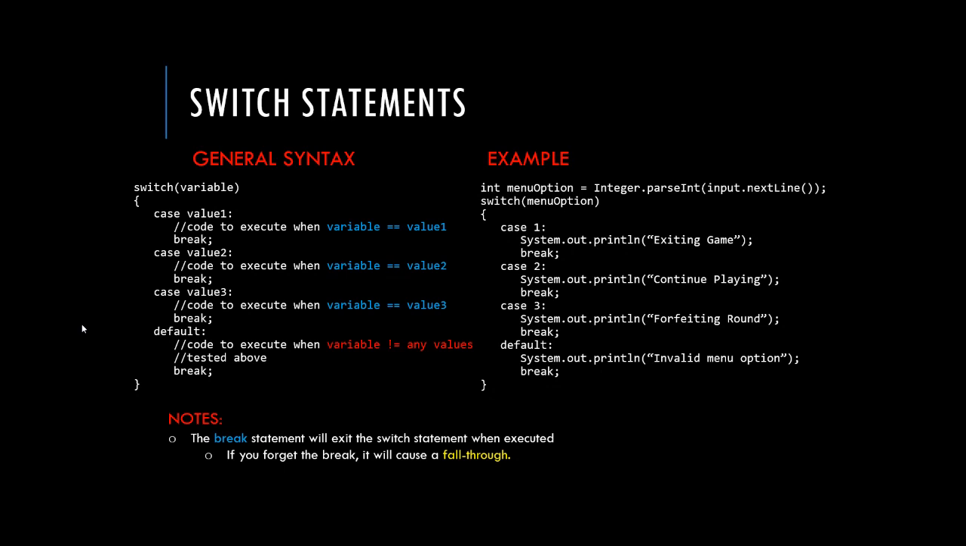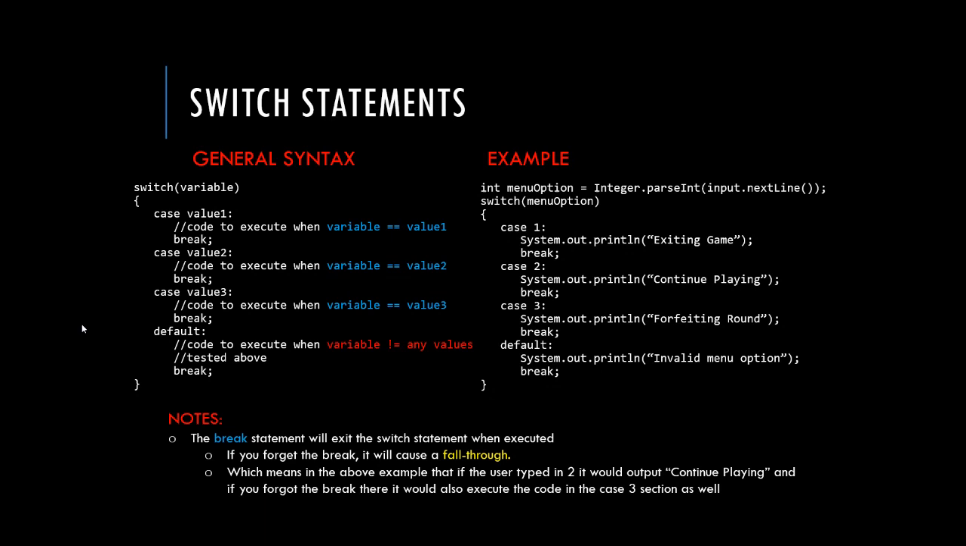So if you forget the break, it will cause a fall through. What this means is that in the above example, if the user typed 2, it would output continue playing, but if you forgot the break after that, it would also output forfeiting round. So it will continue to execute all the code that follows the case for which you wanted it to. When you entered 2, it goes to case 2, but it will continue to enter all the code that follows it until it finds the break statement.